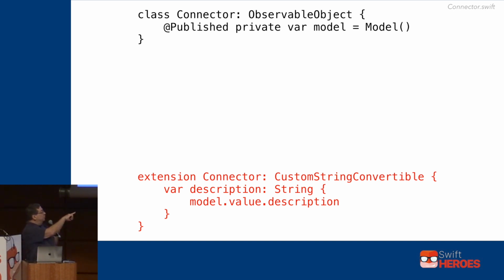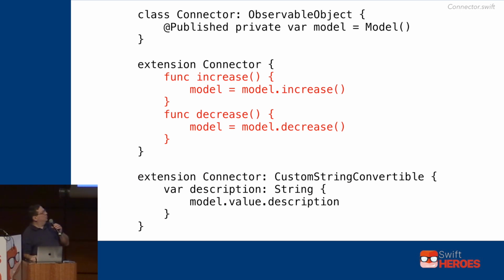So I conformed to CustomStringConvertible, so if you want to see what I am, and you ask me, can you display yourself? I just look at the model's value and print it out. So if I start at 0 and I increase by 1, and you ask me to describe, the model is now 1. And then I increase it and the model's now 2. So this makes it easier for us to display things.